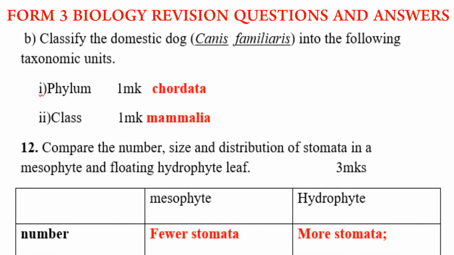We are dealing with biology. This is Form 3 work. We have questions and answers for you here.